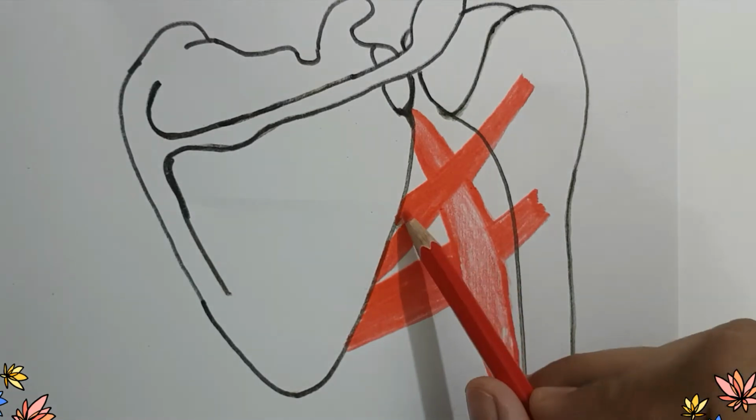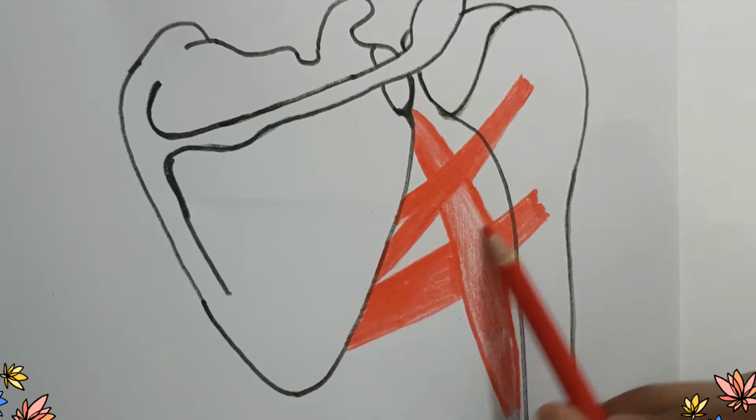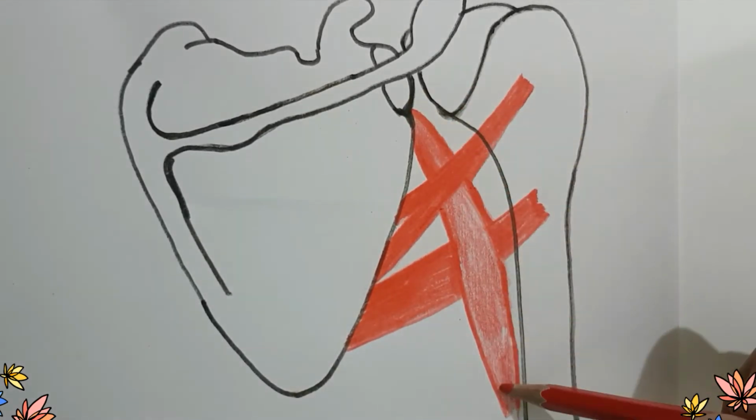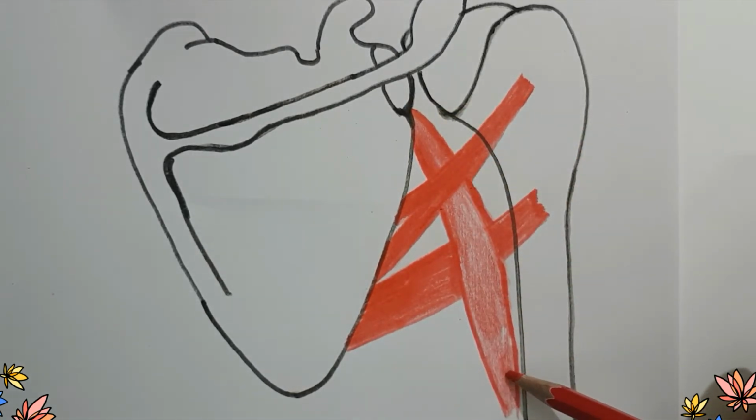So once more, this right here is the muscle known as the teres minor. This is the muscle teres major, and this muscle coming from the infraglenoid tubercle is the long head of the triceps brachii.